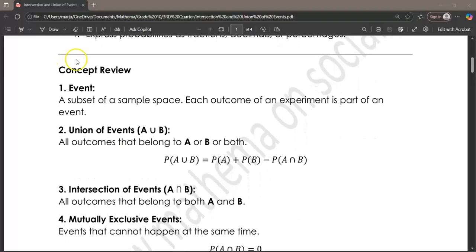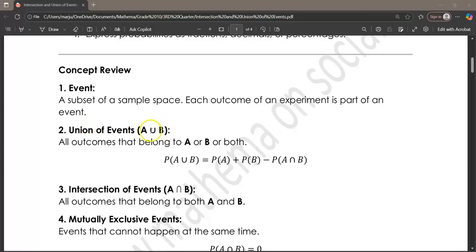So when we talk about event, an event is just a subset of a sample space. So each outcome of an experiment is part of an event. For example, if you're going to toss a coin, you have your sample space. It's either head or a tail. An event there will be, again, part of a sample space that will be either head or a tail.